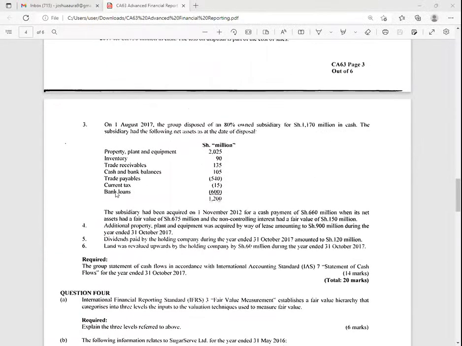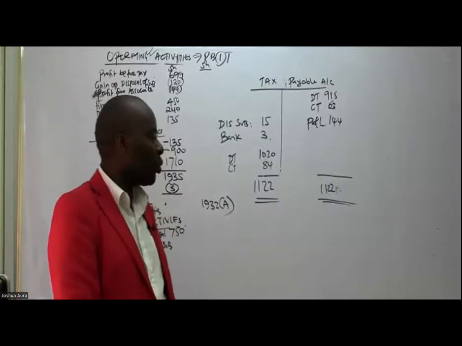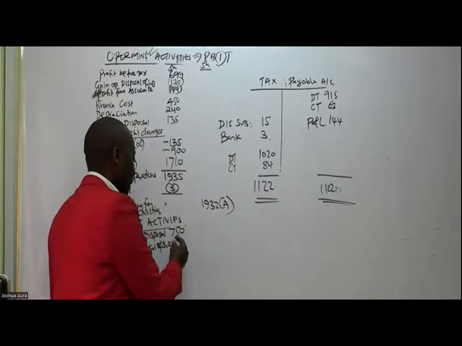We were told somewhere here that on 1st August 2017, the group disposed of an 80% owned subsidiary for 1170 million in cash. The subsidiary had the following net assets at the date of disposal. I'm actually concerned with this: on 1st August 2017, the group disposed of an 80% owned subsidiary for 1170 in cash. So I'm concerned with the cash that came on board. The cash that came on board, we are told, was 1170.